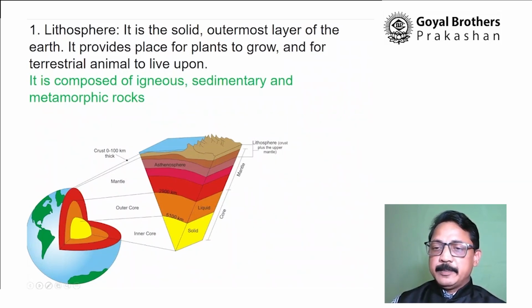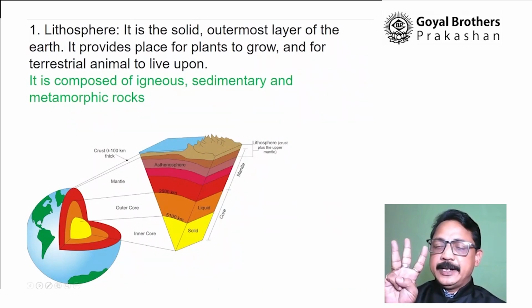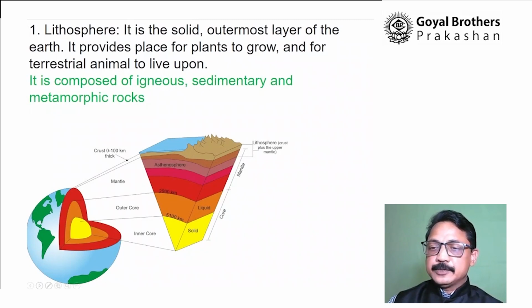We also call it by the name Earth's crust, which is made up of three major rocks: igneous rocks, metamorphic rocks, and sedimentary rocks. This layer is very important, dear students, because we live on it, plants grow on it, and human activities are carried out on this sphere only.